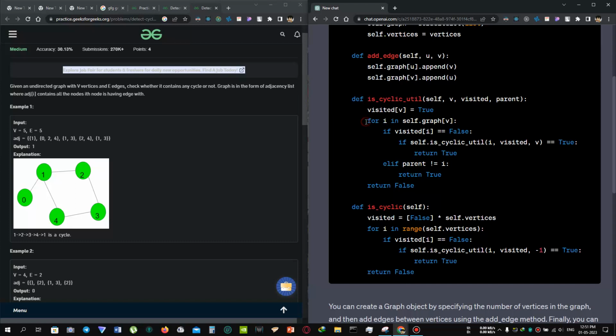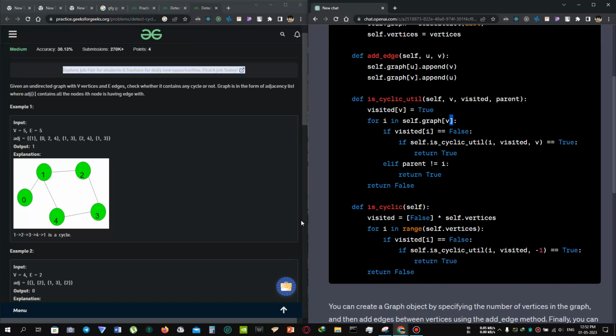Now let's see this line for another node. Okay, what if v was 1? If v was 1, then what could be the value of I? If v was 1, then value of I could have been 0, 4, 2. Okay, if v was 2, then what could have been the value of I? If v was 2, then value of I could have been 1, 3.